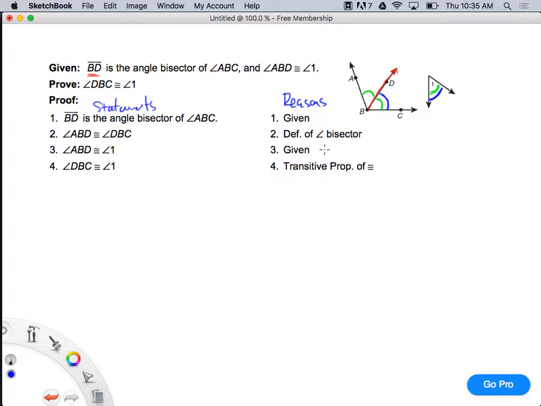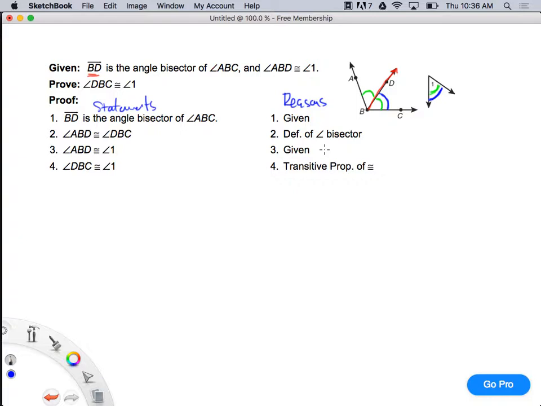All right? And so we march through our proof and we say, okay, I don't know what my next step is going to be, but I know the first step is to just state what I've been given. So I've been given that BD is the angle bisector of ABC. I always start with something that's given. And the reason why I know that? Because it's given. Then, if BD is the angle bisector of ABC, what do I know about those two angles? They're complementary? Supplementary? They're congruent. So therefore, I know ABD is congruent to DBC.